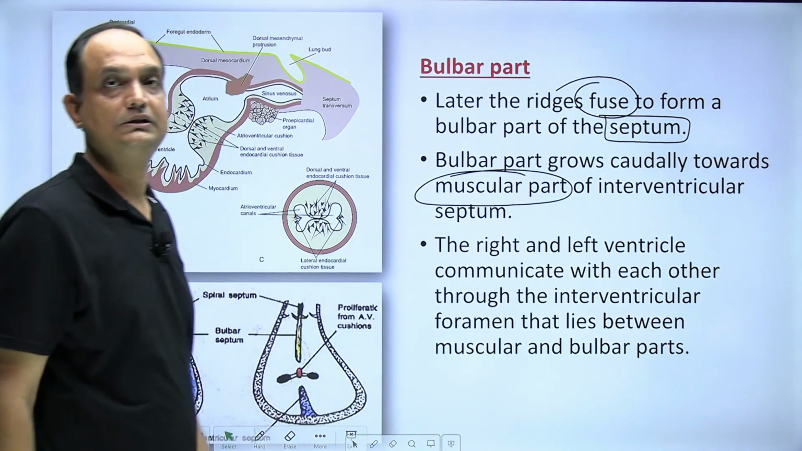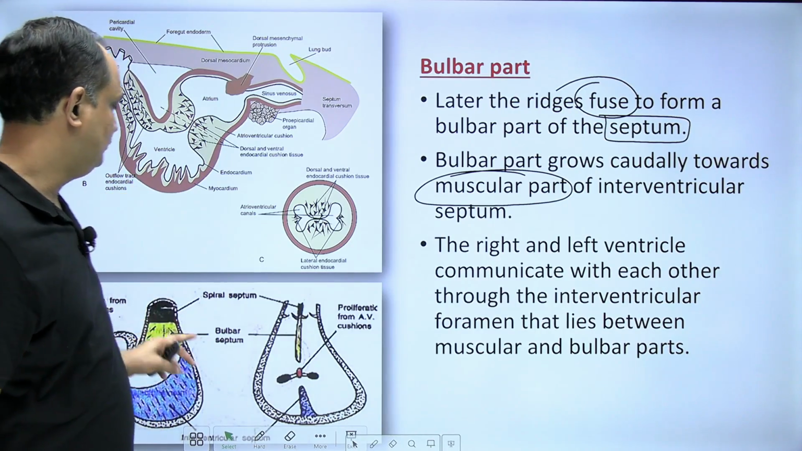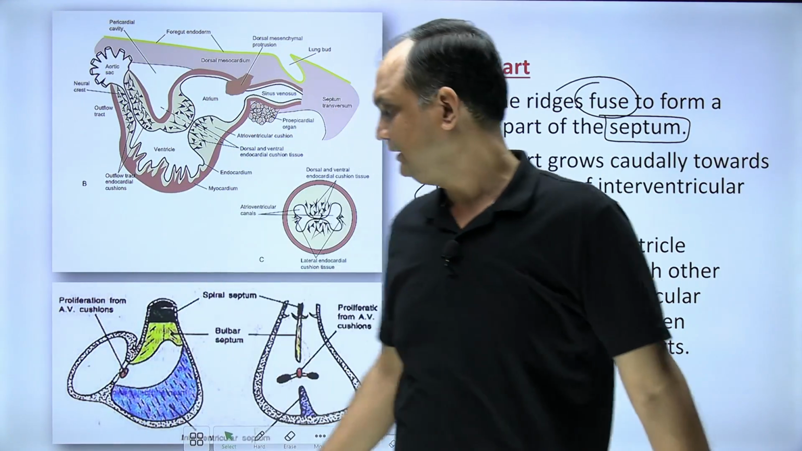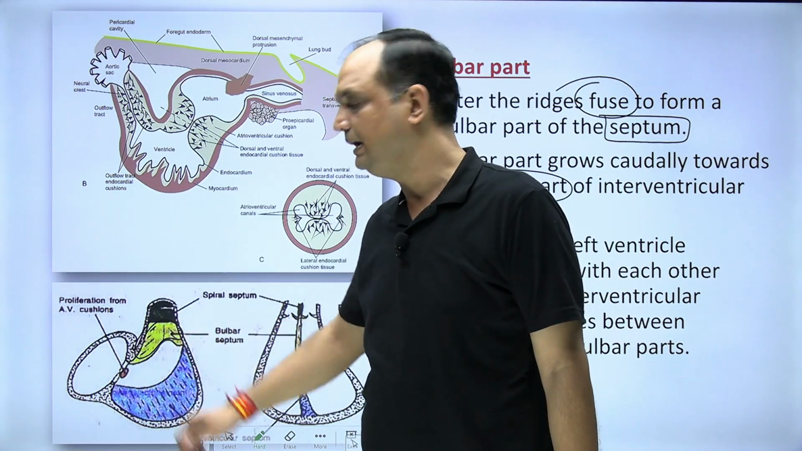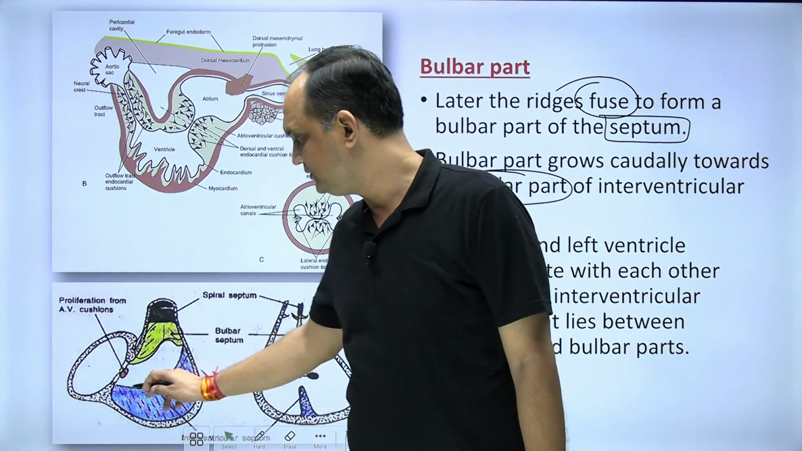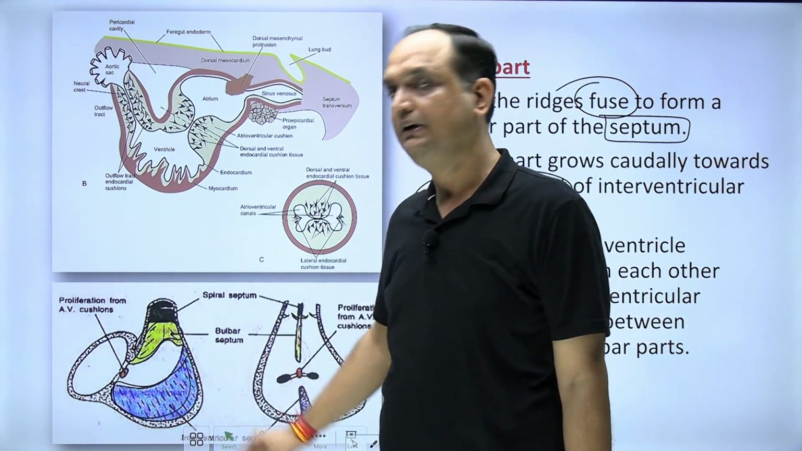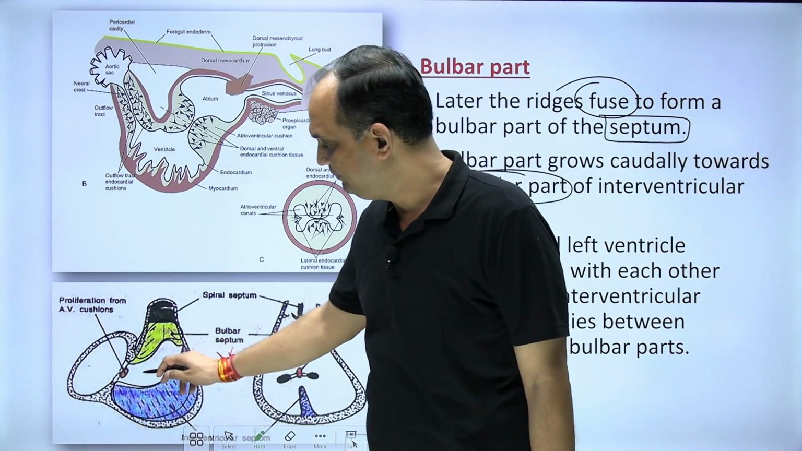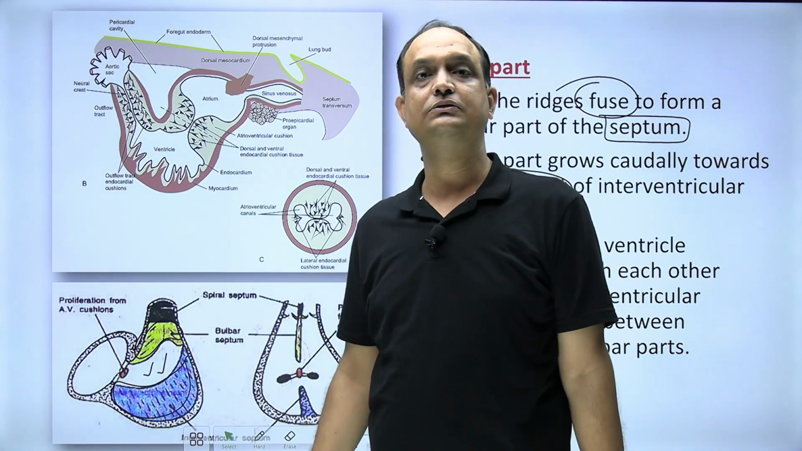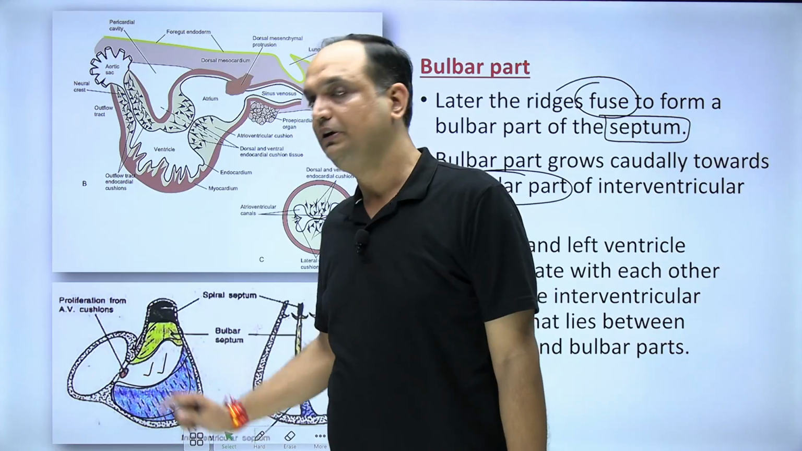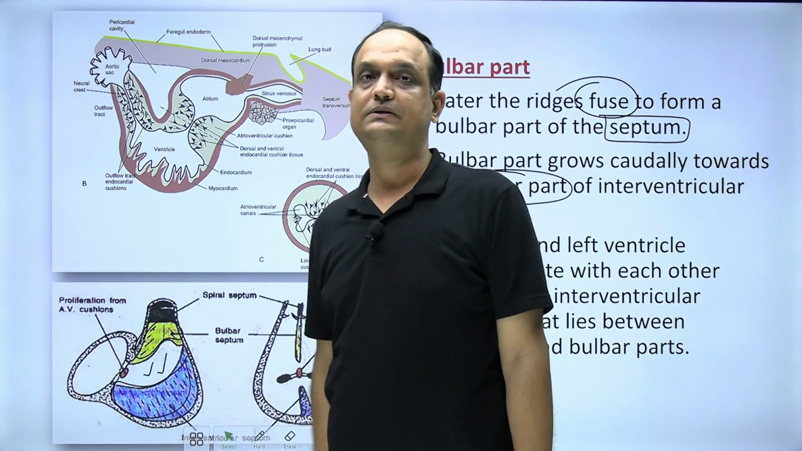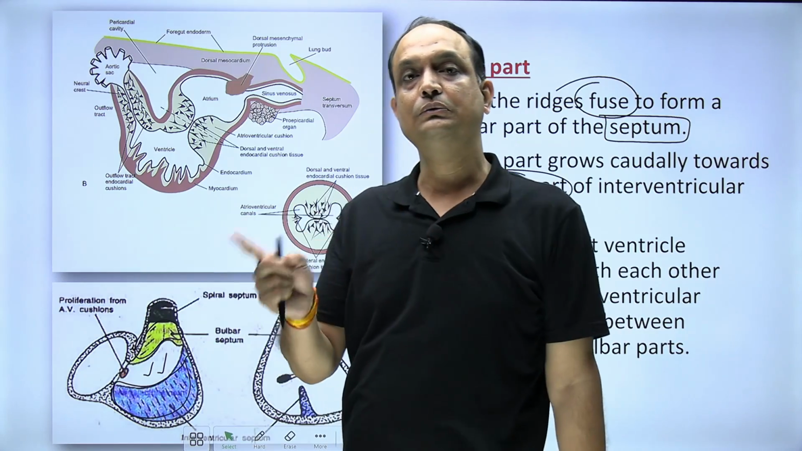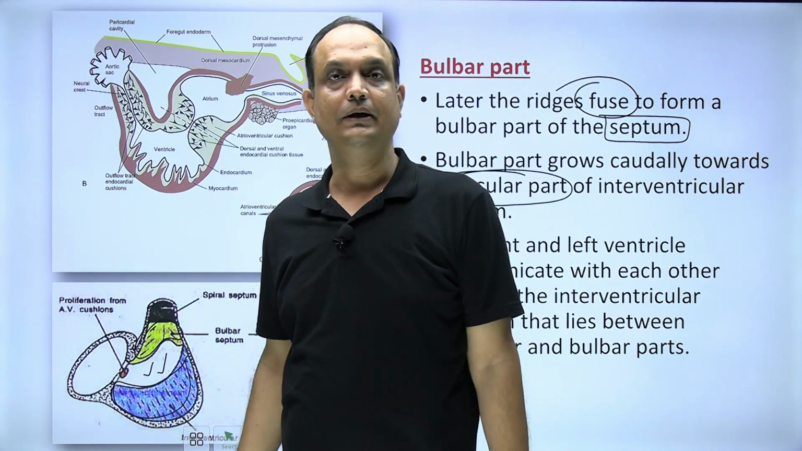of the interventricular septum. So in this diagram, what you can appreciate is the formation of your bulbar septum from the upper part. This is the formation of the muscular part of the interventricular septum, and in the middle portion this portion is still not formed, and the communication of the right and left ventricle is still there. That means there is still persistence of communication through the interventricular foramen.